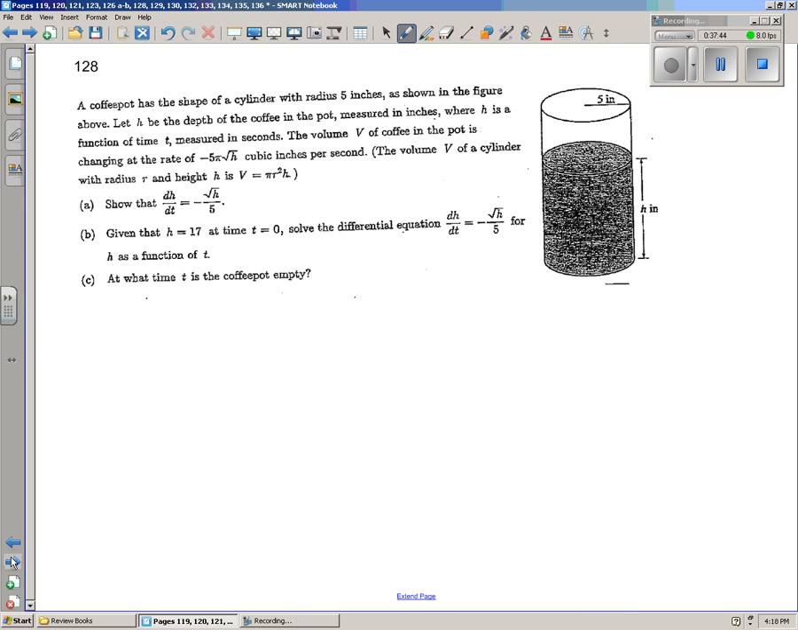128. A coffee pot has the shape of a cylinder with radius 5 inches as shown in the figure above. Let h be the depth of the coffee in the pot measured in inches, where h is a function of time.